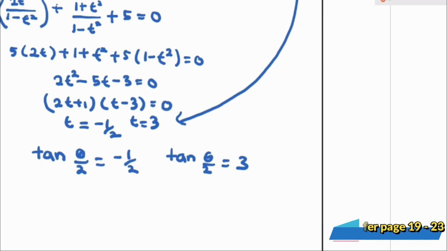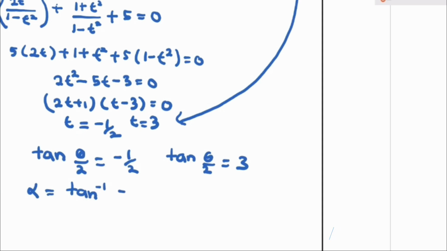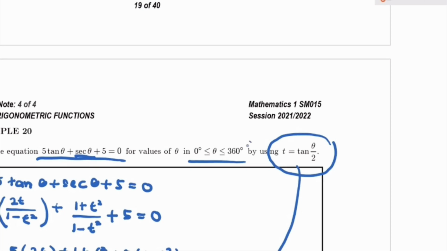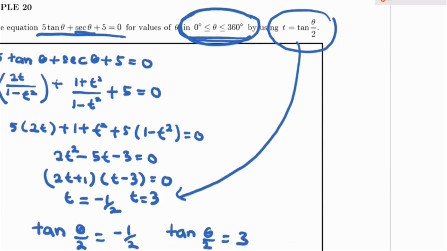Okay, basic angle. We let basic angle be alpha. Shift tangent negative 1 over 2. Make sure your calculator is in degree mode. Why degree mode? Because the given range here is in degrees, so your calculator must be in degree.